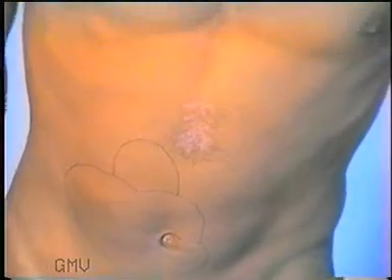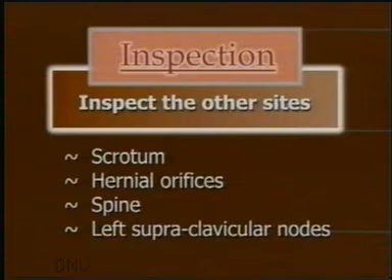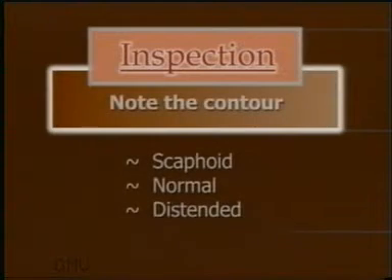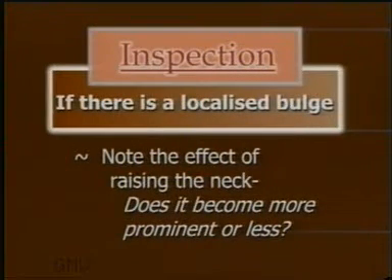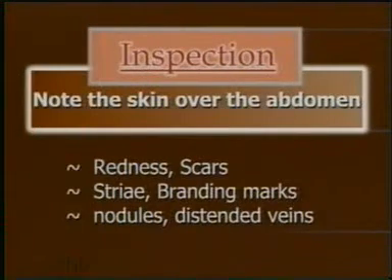This completes the inspection. Remember to inspect the 4 sites out of the abdomen: scrotum, hernial orifices, spine and the left supraclavicular lymph nodes. To revise, on inspection, note the contour of the abdomen, whether scaphoid, normal or distended. Look for a localized bulge, and if localized bulge is seen, note the effect of raising the neck. Inspect the skin for redness, scars, striae, branding marks and dilated veins.